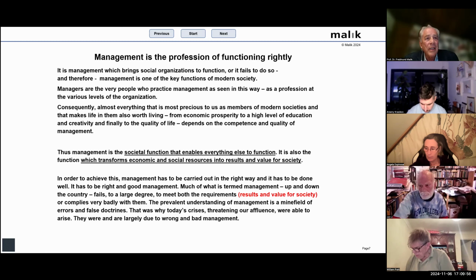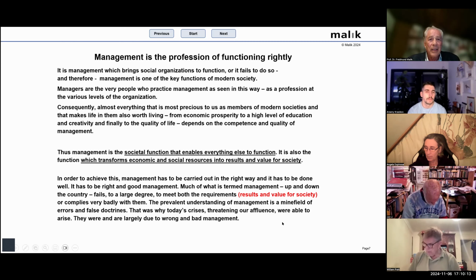Societal function that enables everything else to function. It is also the function which transforms economic and social resources into results and value for society. In order to achieve this, management has to be carried out in the right way, and it has to be done well. It has to be right and good management.